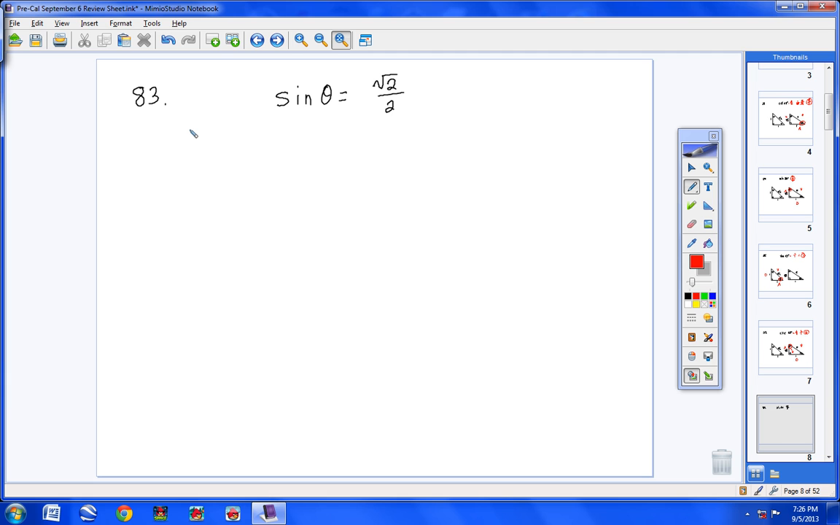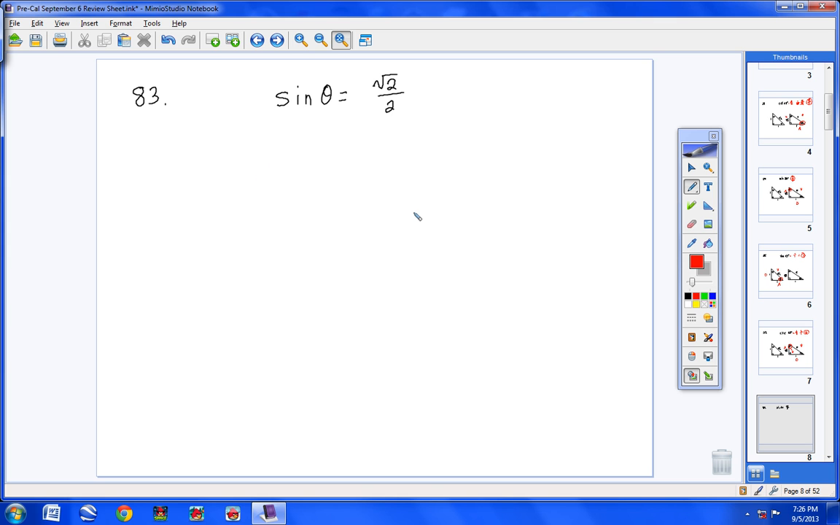I believe now we're looking at numbers 83 through 91, the odds. Excuse me for a second, get a drink of water here. Okay, 83 through 91, the odds. So here we go, guys.